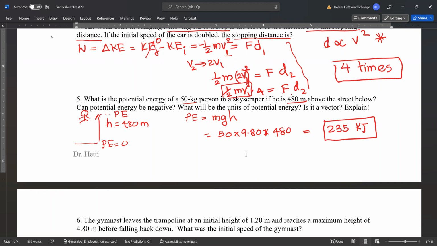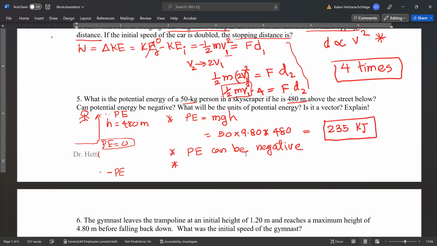What will be the units of potential energy? Is it a vector? And explain. Okay, this is the first part. And next part, potential energy can be negative. Yes, potential energy can be negative because you know that if this person is somewhere on the bottom, then wherever you decide your potential energy is 0, I have a negative potential energy in this area, right? Because of that, it is possible for potential energy to be negative.